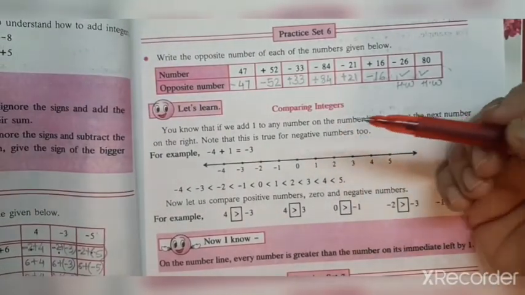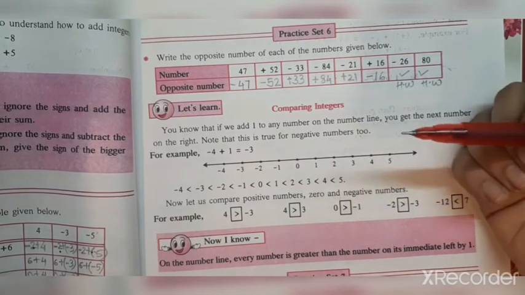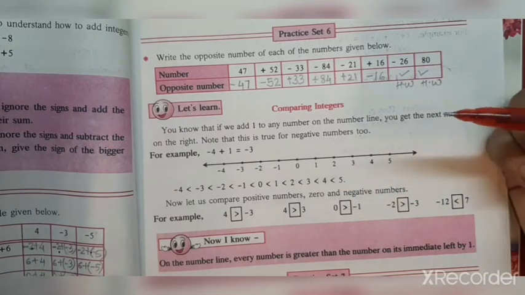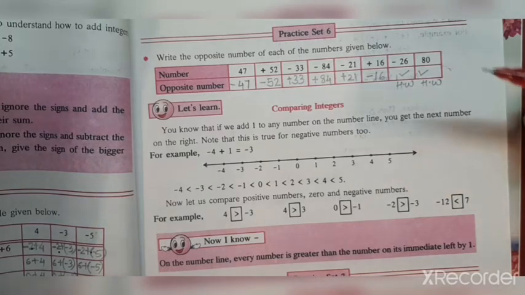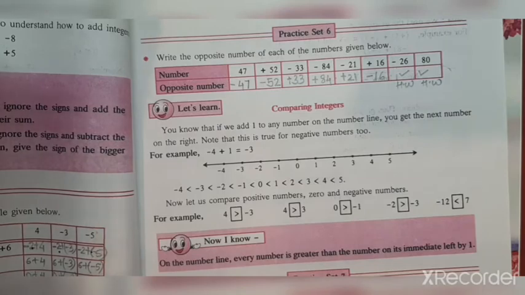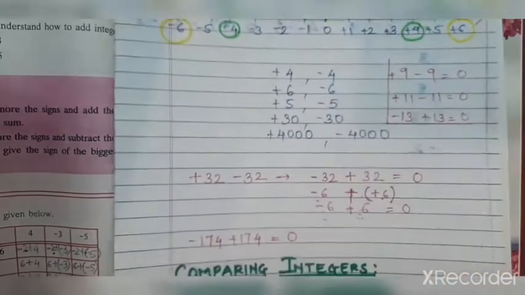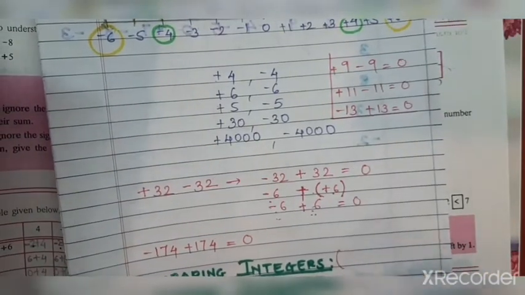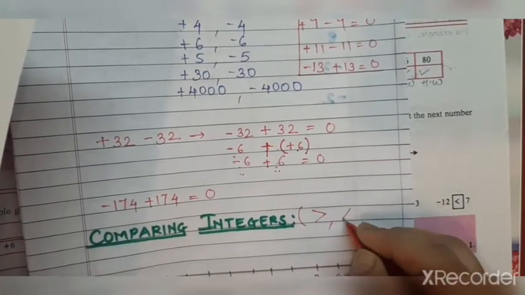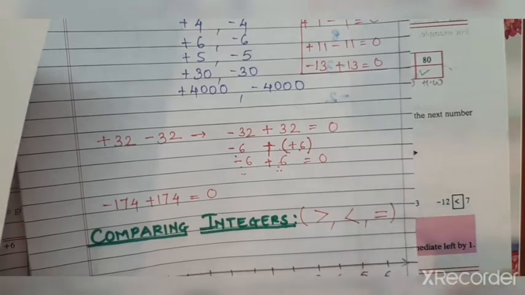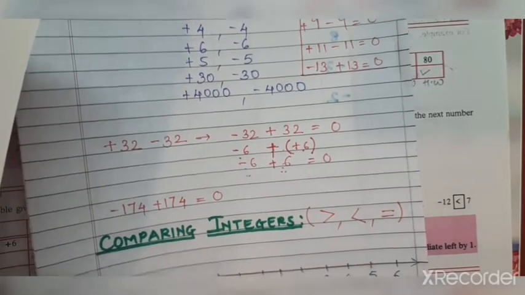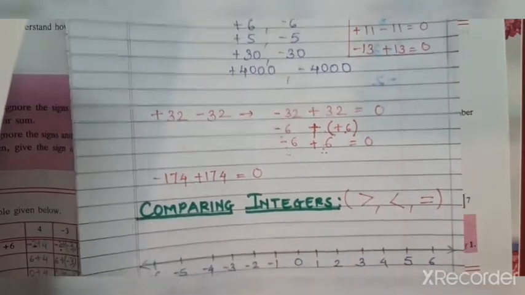We have been studying comparing numbers from the lower standards also, that when we compare two numbers, which number is greater, which number is smaller, or the numbers are equal. Usually the signs we use for comparing are these signs: greater than, smaller than, and the equal to sign.